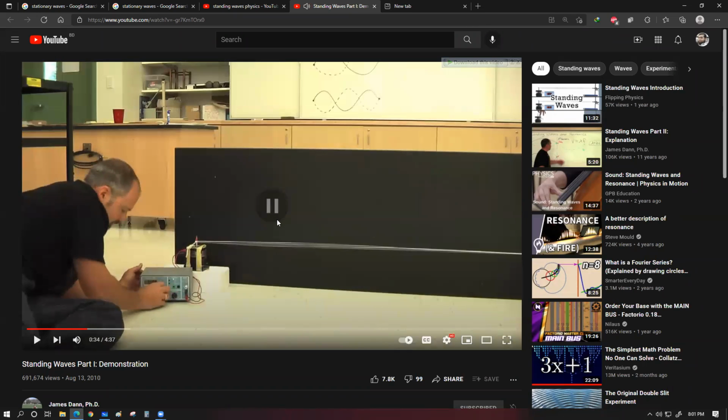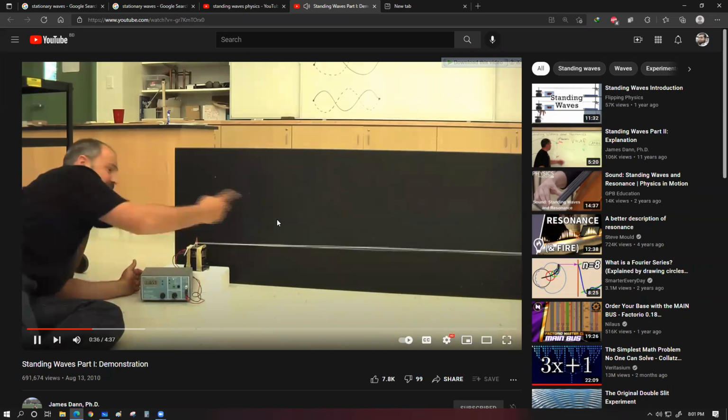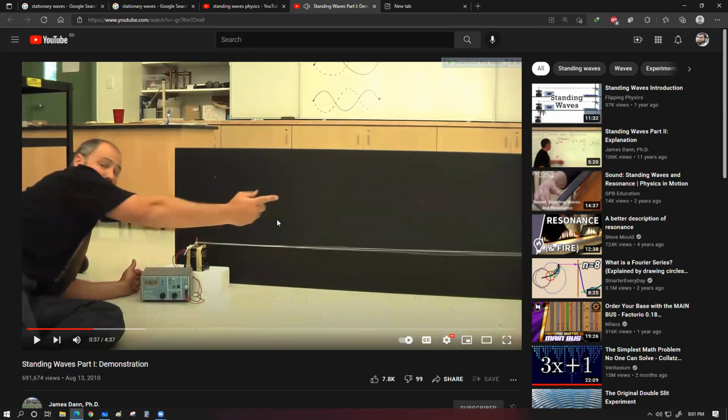Have a look. This string is starting to vibrate at some random frequency, but it is not producing a stationary wave. You can see that we don't have any stationary waves yet. But when this frequency generator is set at a certain fixed value, then we're going to have the first harmonic.